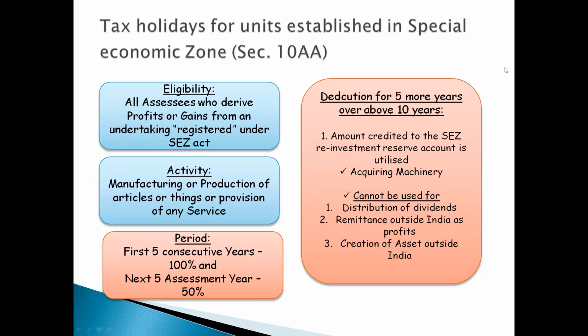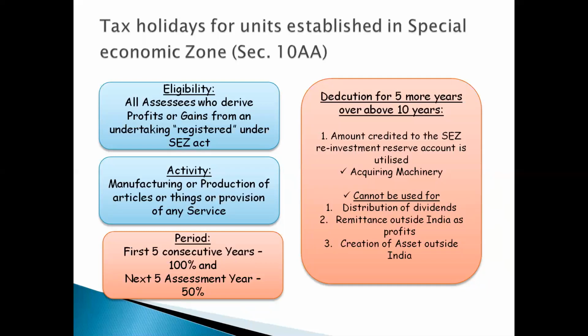Next is tax holidays for units established in a special economic zone. Now, the eligibility: all assessees who derive profit or gains from an undertaking registered under the SEZ Act. So after assessment year 2006-07, if the person has set up a unit and has taken registration in an SEZ unit under the SEZ Act as an entrepreneur, then this section's exemption is available. The activity is either manufacturing or production of any articles or things, or provision of any services. So when is this exemption available?